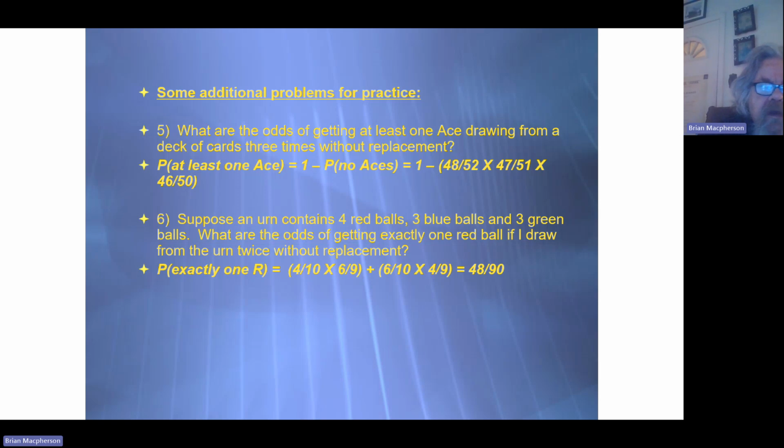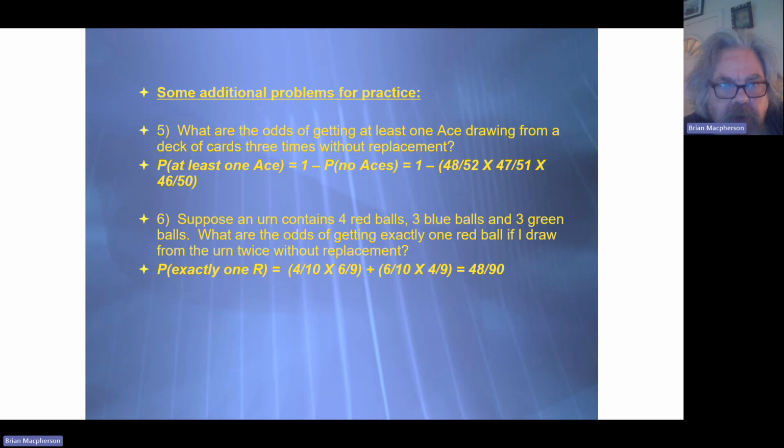What are the odds of getting at least one ace drawing from a deck of cards 3 times without replacement? Okay, so it's going to be a little bit different this time. We're still going to use complementation because remember, for disjunctive events with 3 components, you should still use complementation, all right? So the probability of getting at least one ace will equal 1 minus the probability of getting no aces, which equals 1 minus 48 out of 52 times 47 out of 51 times 46 out of 50, okay? Notice that this time, the events are dependent on one another.